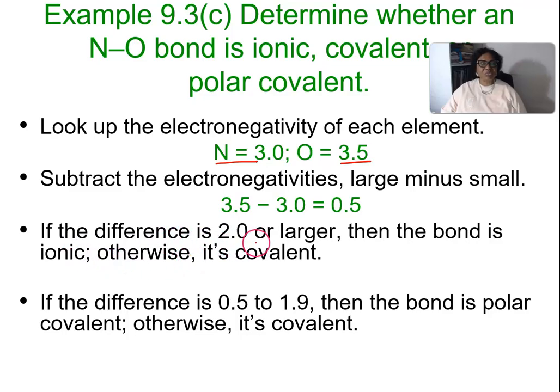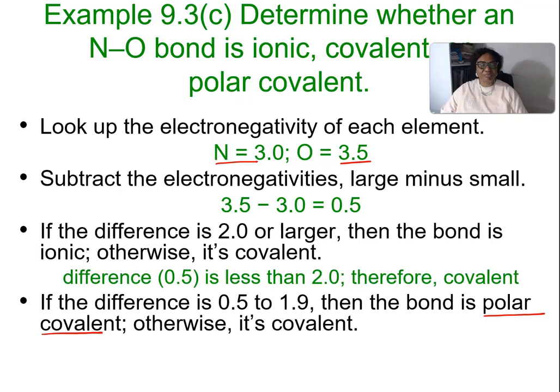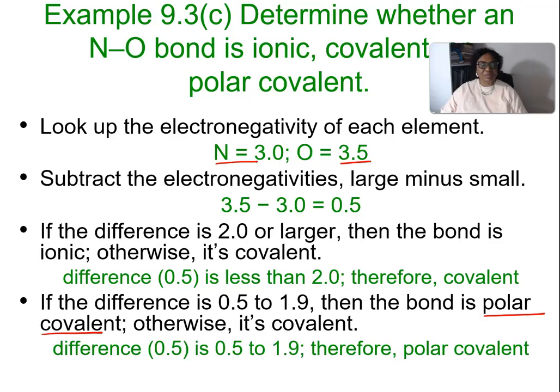If the difference is 2 or larger, then it's ionic. Otherwise, it is covalent. If the difference is 0.5 to 1.9, then the bond is polar covalent. So that bond is polar covalent. So the NO bond is a polar covalent bond.